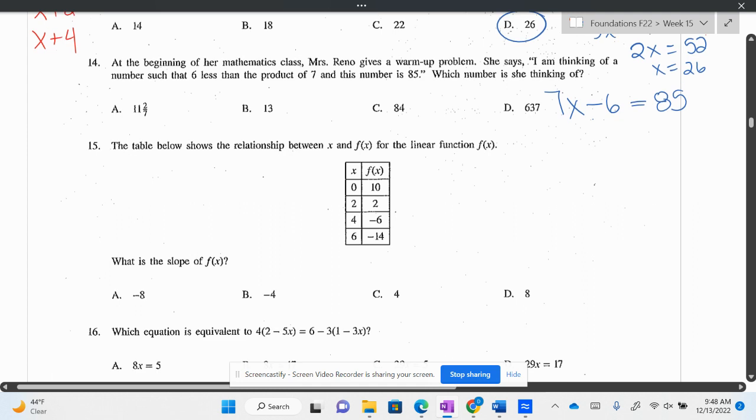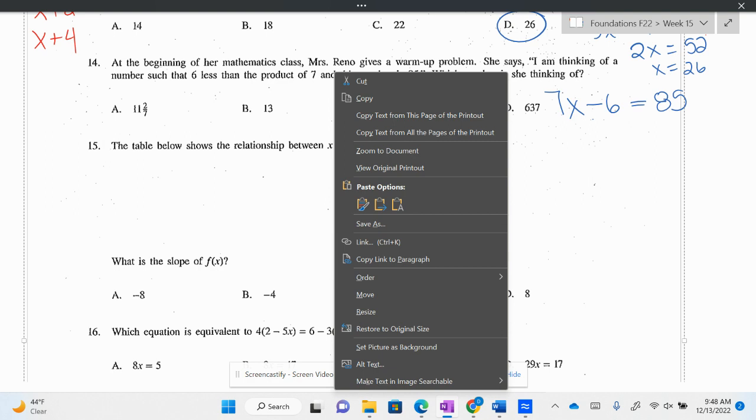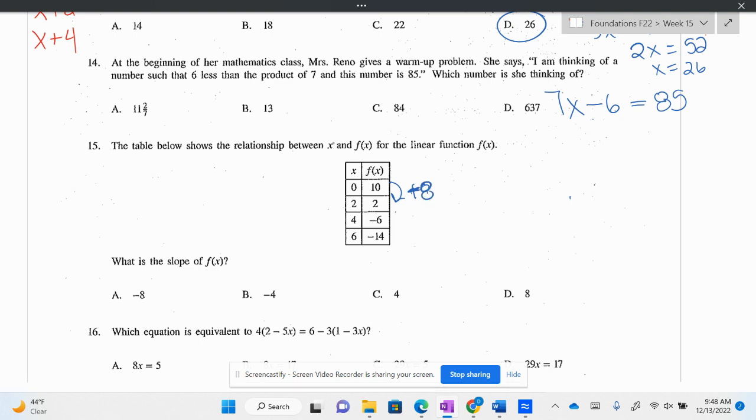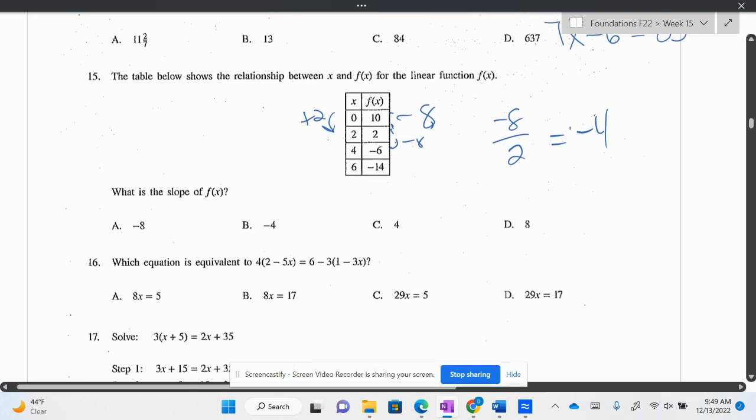The table below shows the relationship between x and f of x, or y. What is the slope? Remember that your slope is your change in y over your change in x. This is minus 8 over plus 2. So your slope is -4.